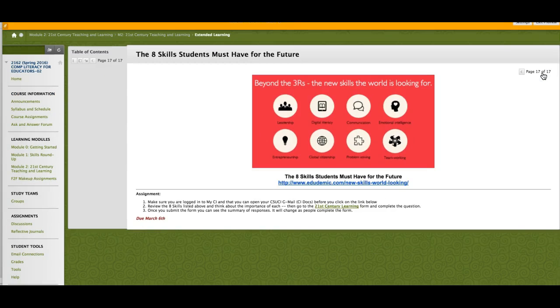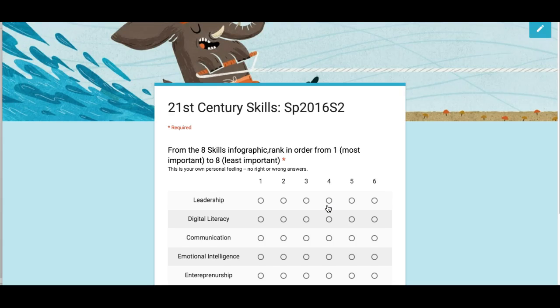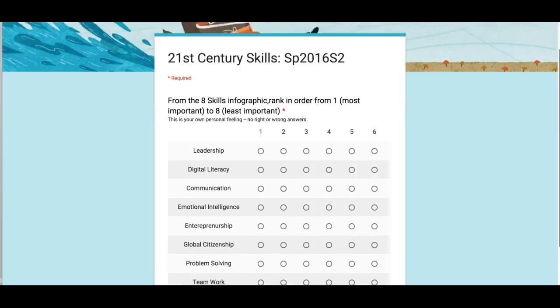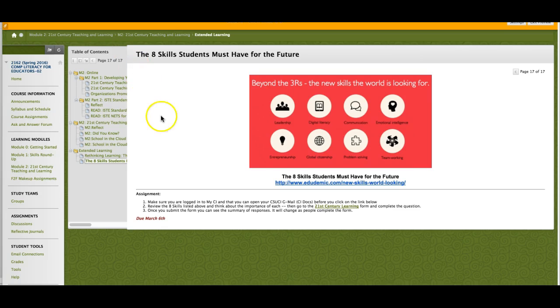And then finally come to this page. These are beyond the 3 R's, kind of the 8 skills that they suggest students must have for the future. If you want to read the full article, you can click on the link here. And then what I want you to do is click on this link for 21st Century Learning, and I want you to complete this form. You're going to complete it, and then you're going to submit it. And then we'll discuss that at another time. So that's it. Hopefully that makes sense.